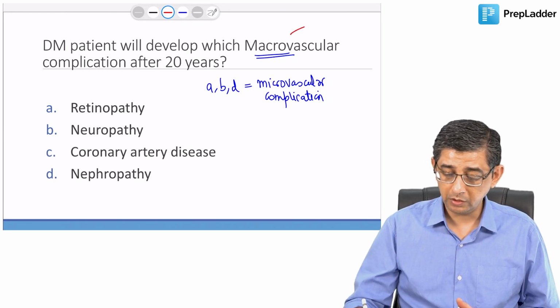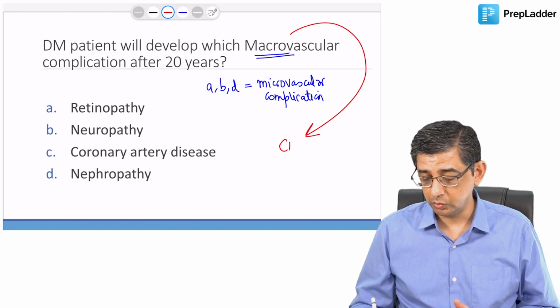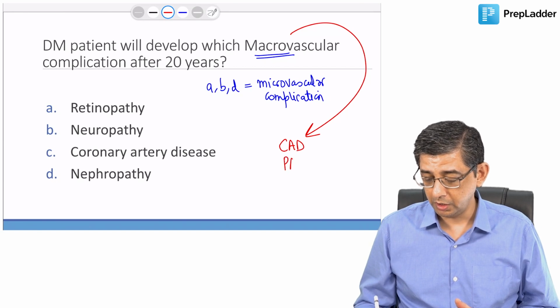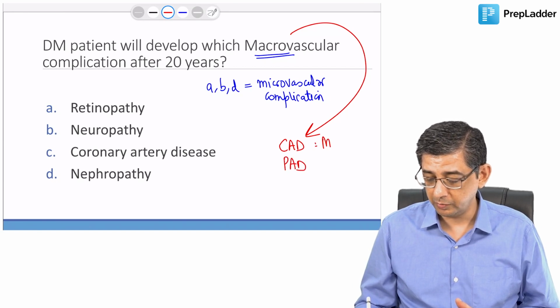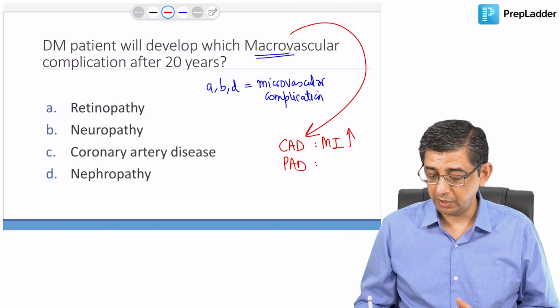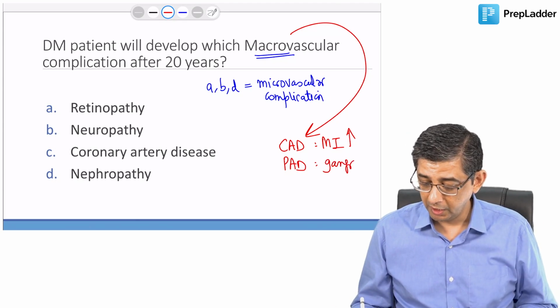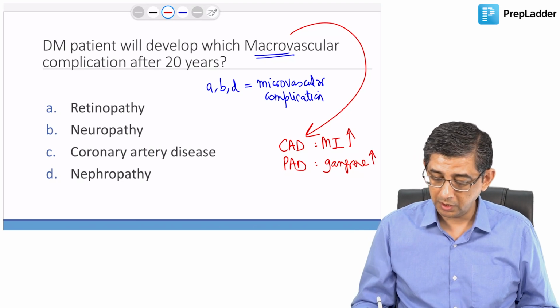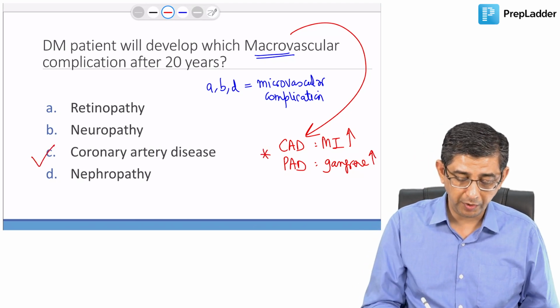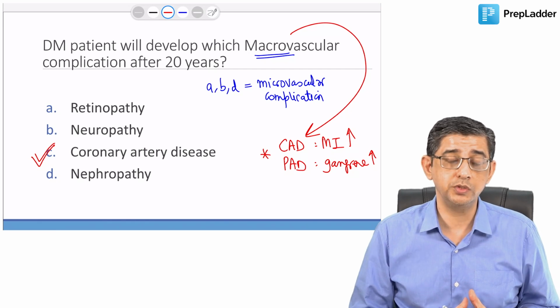What are the macrovascular complications in diabetes mellitus? There are two, CAD and PAD. Coronary artery disease will increase the incidence of myocardial infarction, and peripheral arterial disease in a diabetic patient will increase the risk of gangrene. Macrovascular complications are coronary artery disease and peripheral arterial disease, making the diagnosis of this MCQ as option number C.